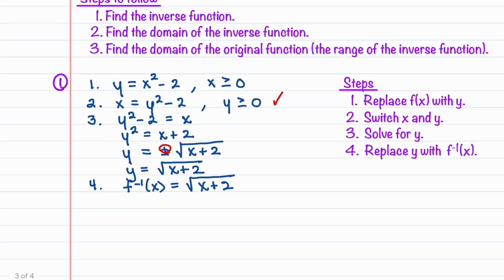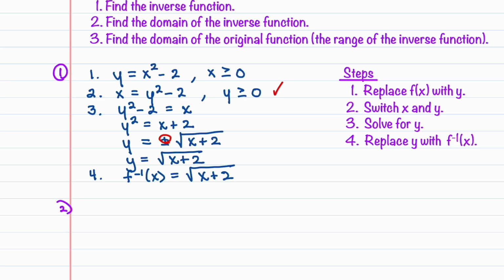Now we can go on to step 2, and step 2 is to find the domain of this function that we just calculated. We're going to find the domain of f inverse of x. Notice that f inverse of x is a square root, and we have x plus 2 inside the square root. We can only take the square root of a non-negative quantity, so we have to say that x plus 2 has to be greater than or equal to 0, which means that x has to be greater than or equal to minus 2. That's our restriction.